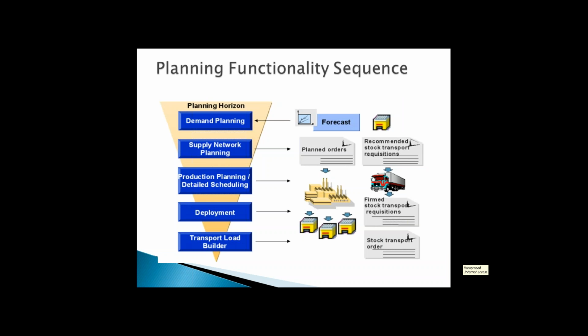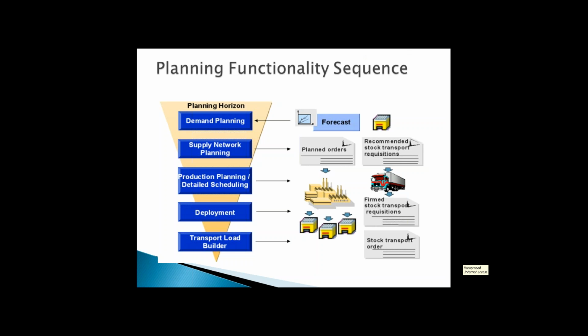Okay, this is the planning functionality sequence. We are discussing modules like DP, SNP, PPDS, GATP and so on. This picture shows the difference between these modules from a planning horizon perspective. Demand planning is long-term planning.